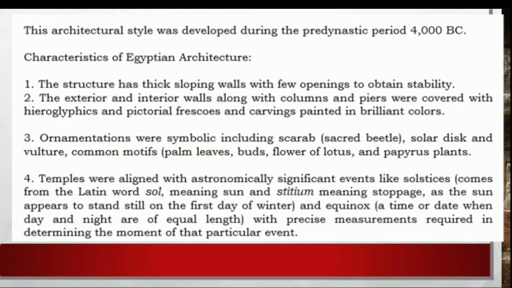Then last, number 4. Temples were aligned with astronomically significant events like the solstice, which comes from the Latin word sol meaning sun, and stitium meaning stoppage, as the sun appears to stand still on the first day of winter, and the equinox, a time or date when day and night are of equal length, with precise measurements required in determining the moment of that particular event.